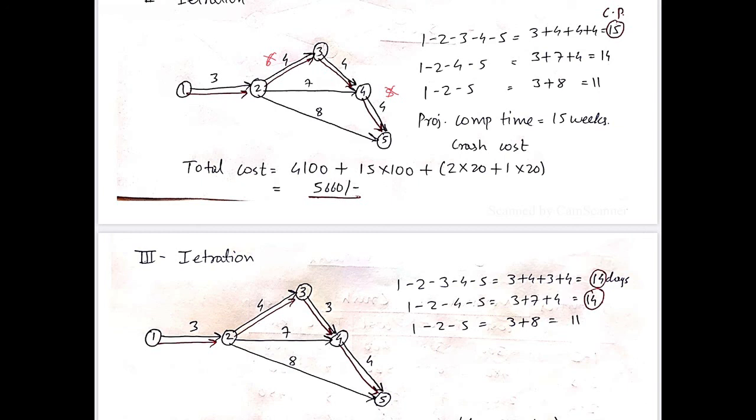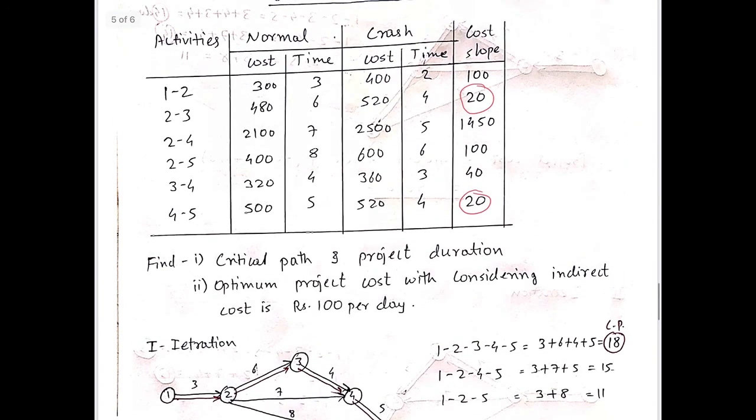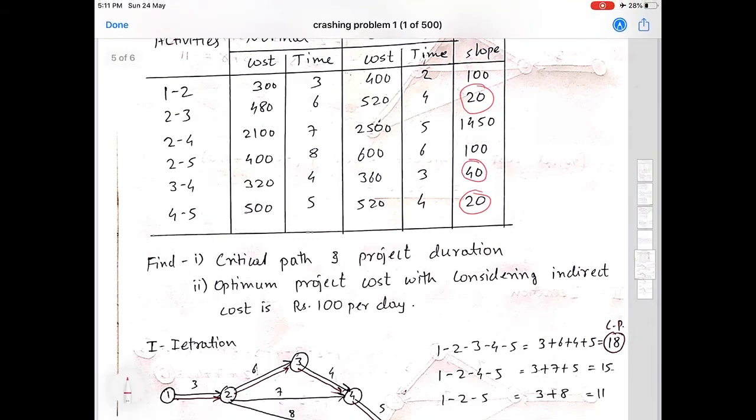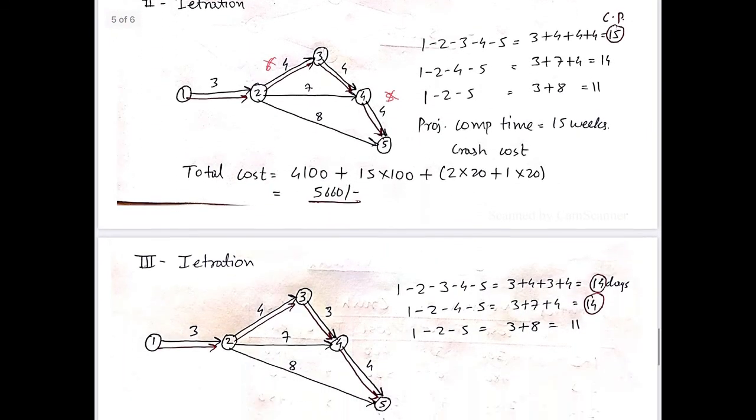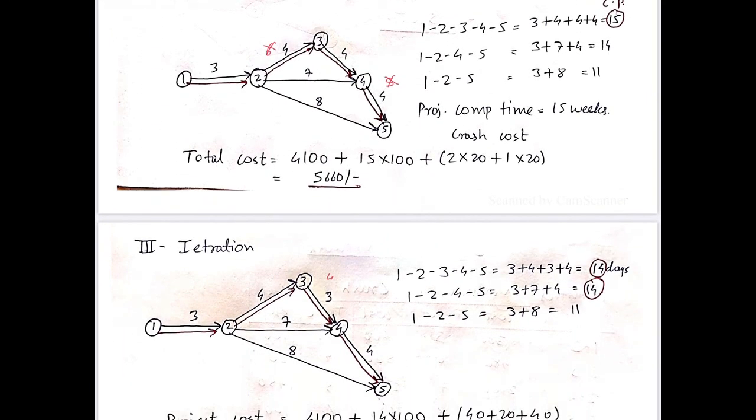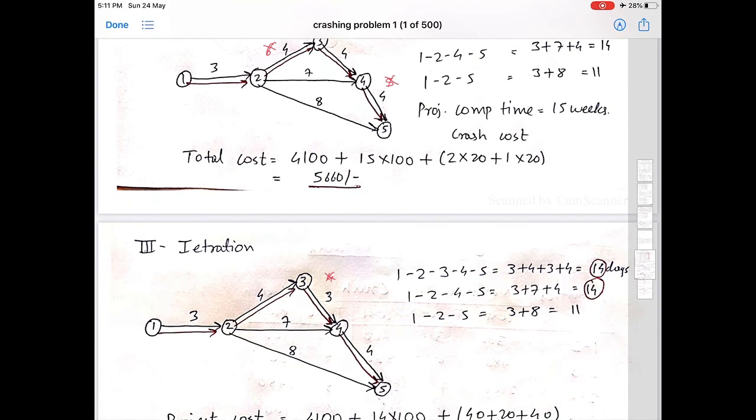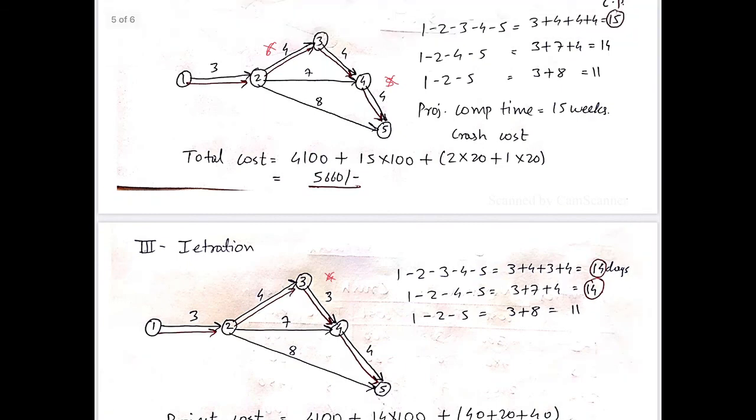Let us go for iteration 3. In iteration 3, as we can see, we can go for either activity 1-2 or activity 3-4, as 2-3 and 4-5 have already exhausted their maximum crashing time. So we'll go for 3-4 because 3-4 has the least cost slope among the two activities. So let us crash activity 3-4 by 1 week. Previously it was 4 weeks, so we have crashed it by 1 week. Now it requires only 3 weeks.